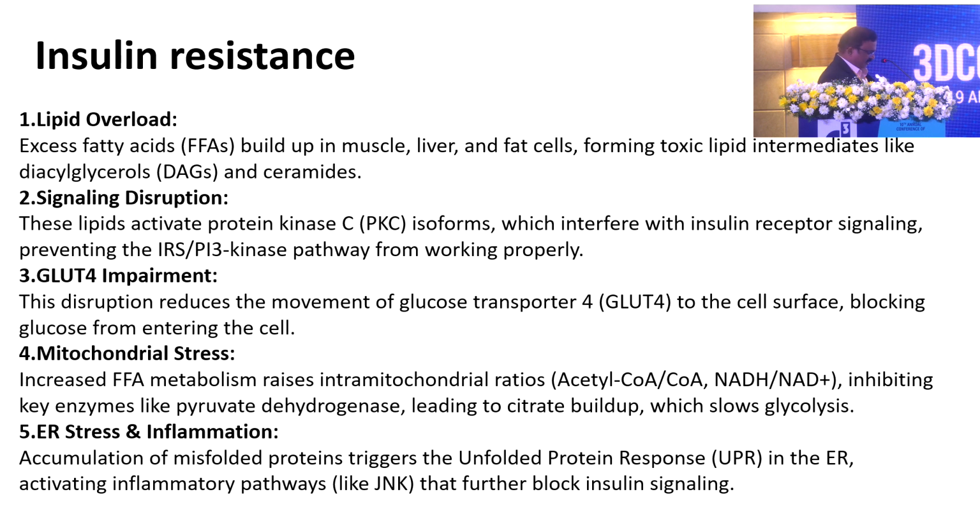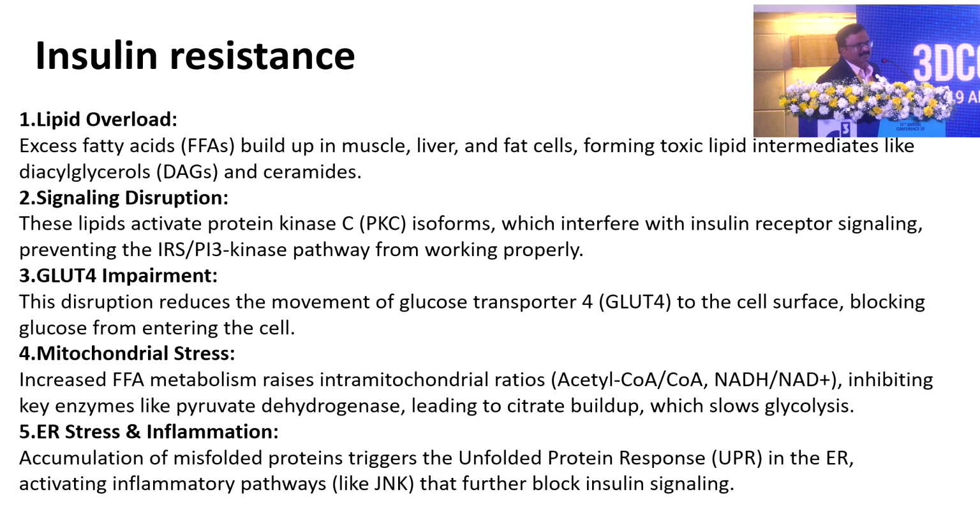The first one is lipid overload, we all know. From muscle, liver and fat, there are excess free fatty acids, diacylglycerols and ceramides. These are the toxic lipid molecules. This is one of the significant contributors to insulin resistance.